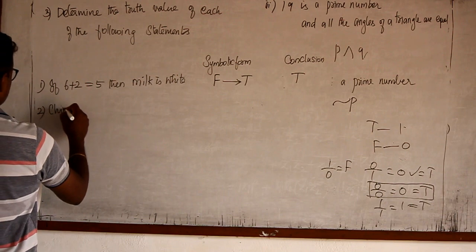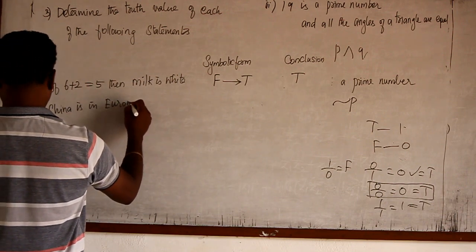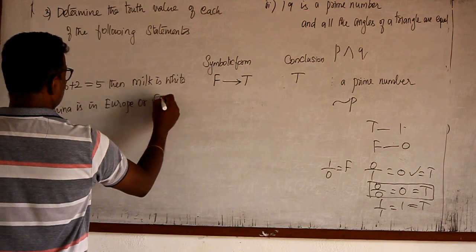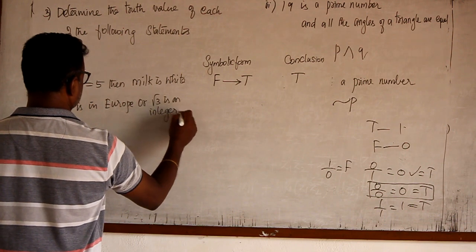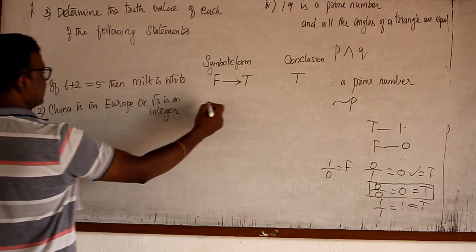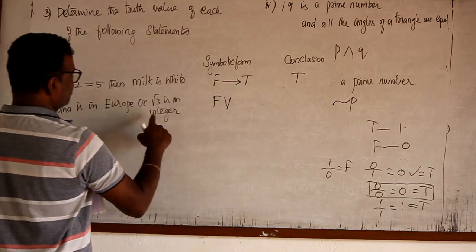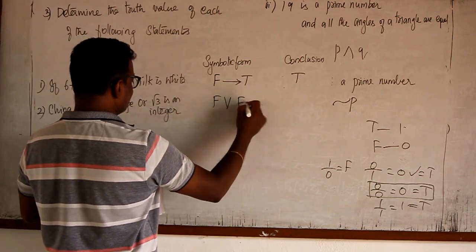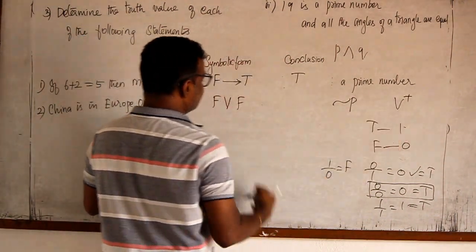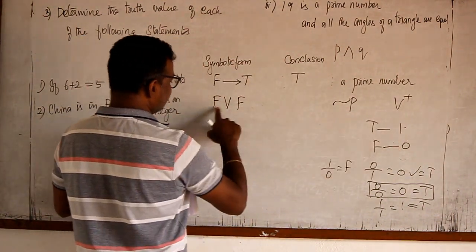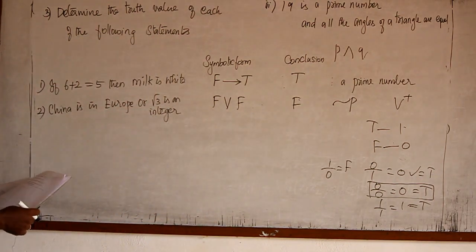China is in Europe, or root 3 is an integer. China is in Europe is a false statement. Or means the V symbol. Root 3 is an integer is also false. But remember, yesterday itself I told whenever this symbol comes you put plus. So F is 0, so 0 plus 0 is 0. 0 means false. That is the conclusion.